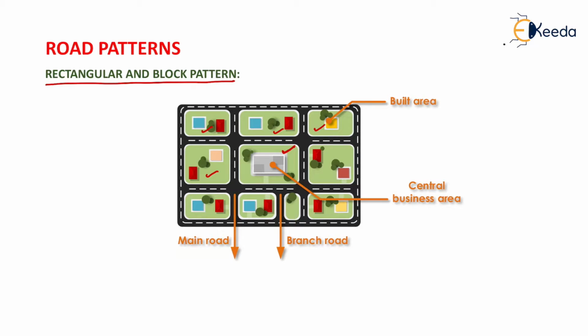Now these roads are known as main roads and these roads are known as branch roads. So we connect the central business area with the main roads as well as with the branch roads. Now the rectangular or block pattern has been adopted in the city roads of Chandigarh. This rectangular and block pattern is generally used in the road network of Chandigarh.